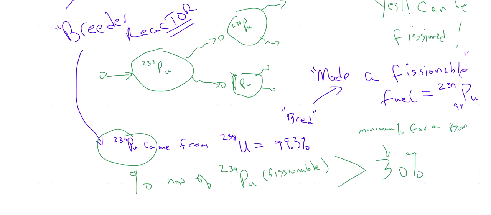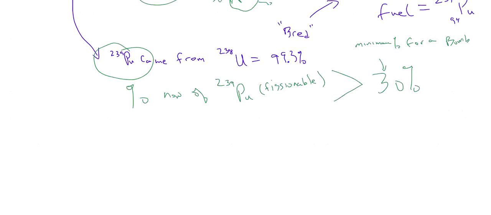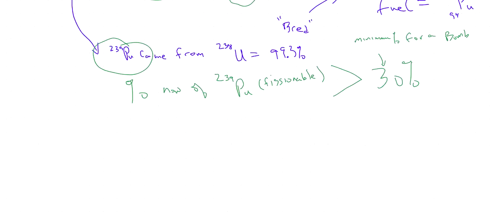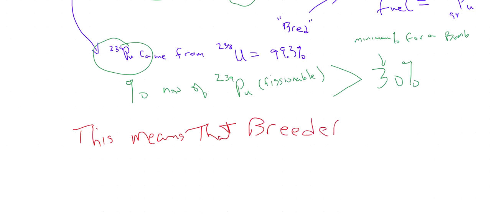And so this means, and I'll write this in big letters, okay? This means that breeder reactors, which, if we're going to go with nuclear in this world or in this country, we're going to have to use breeder reactors. That's what the military uses to make bombs. This means that breeder reactors can explode like a bomb.